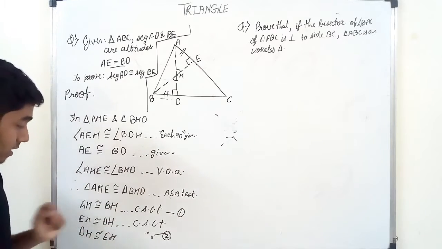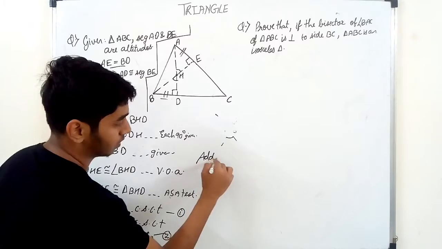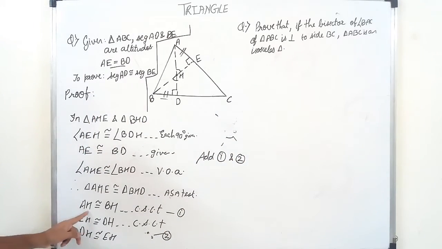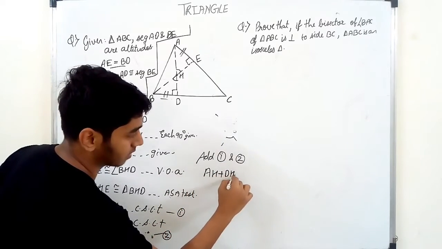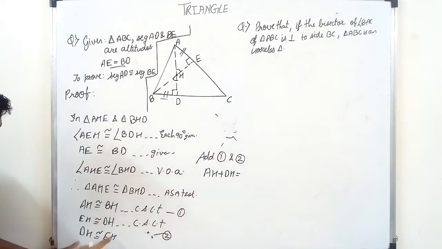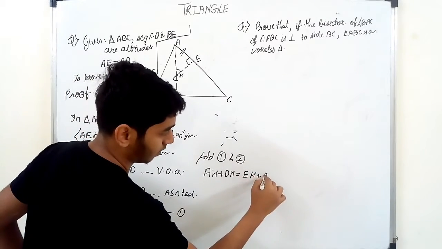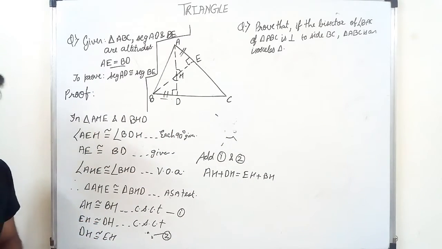Now add these two. Add 1 and 2. Let's see what we get. AH plus DH is equal to BH plus EH. EH plus BH or BH plus EH.